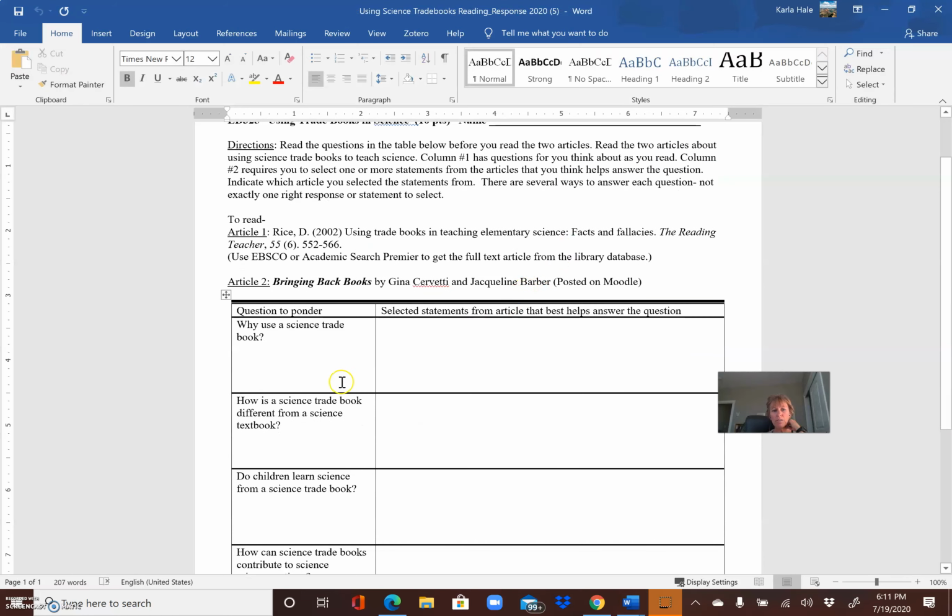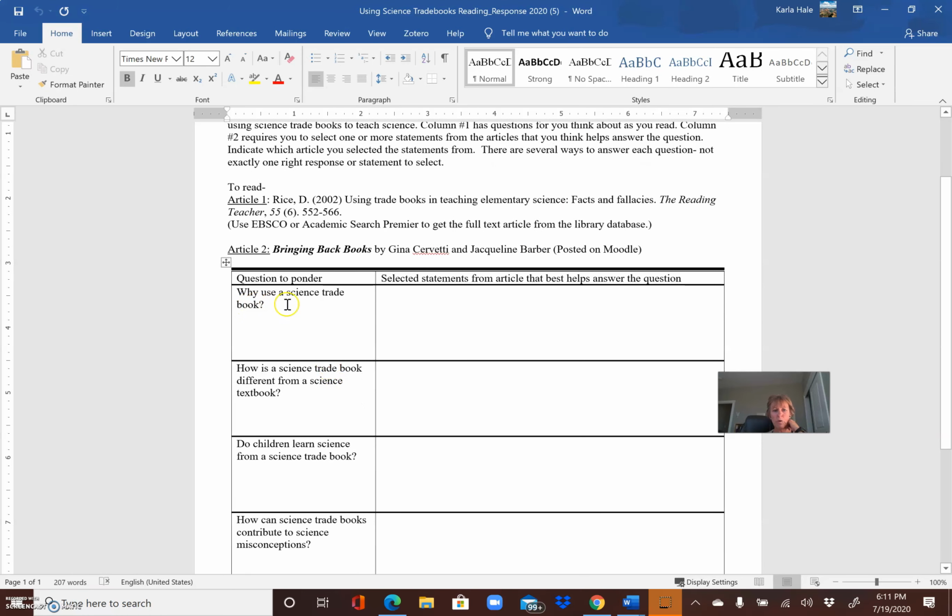So for instance, your first question is why use a science trade book? So first of all, you have to know what a trade book is and how they're used. And so I've given you 2 articles to read. One I've provided on Moodle, that's Bringing Back Books. And the other one you actually have to use our library resources to find and download. It is available through WU's library, and that's Using Trade Books in Teaching Elementary Science.